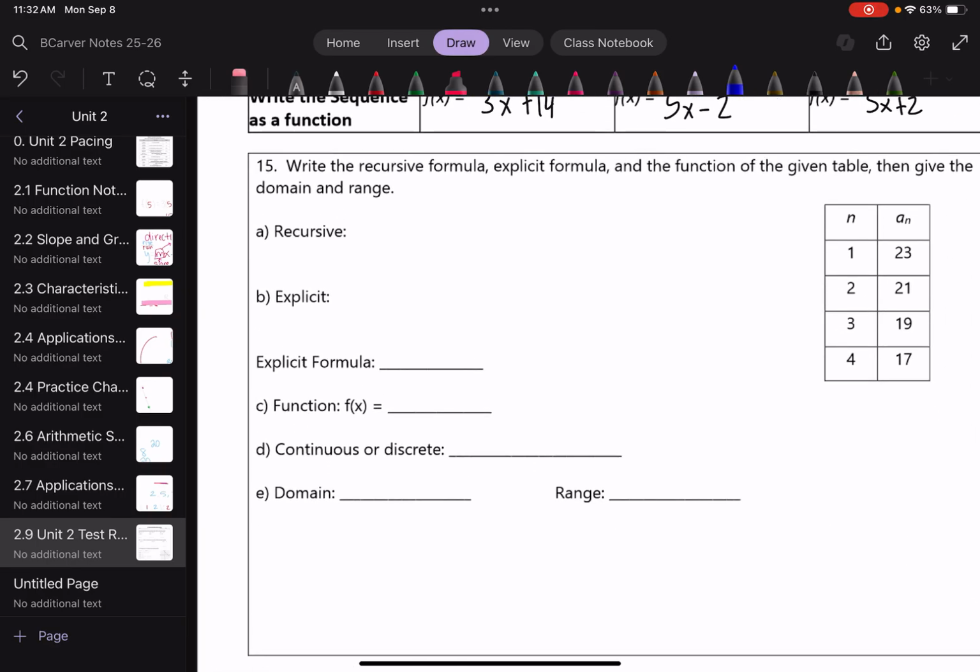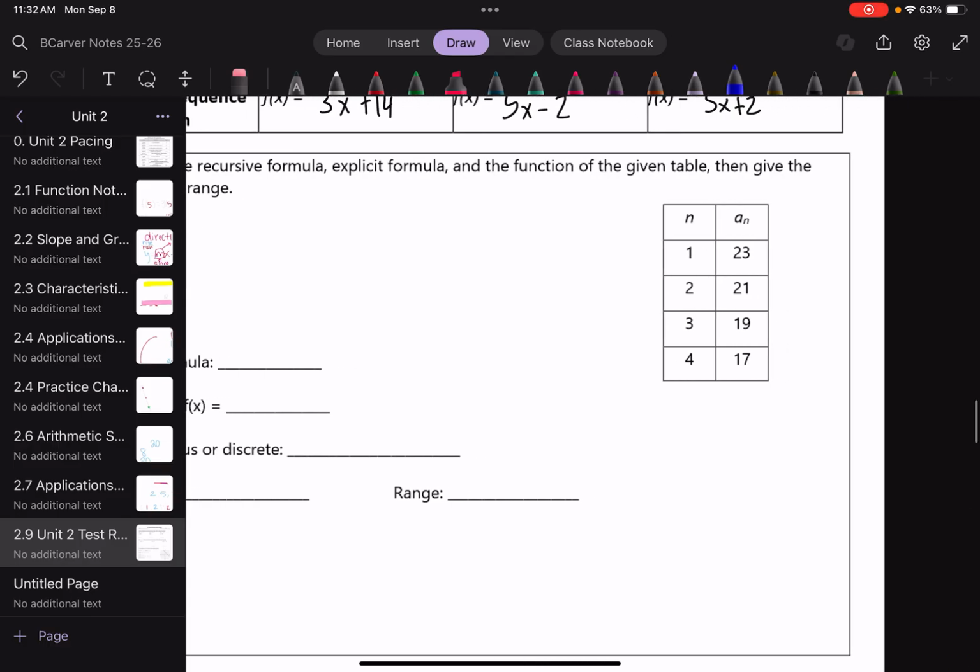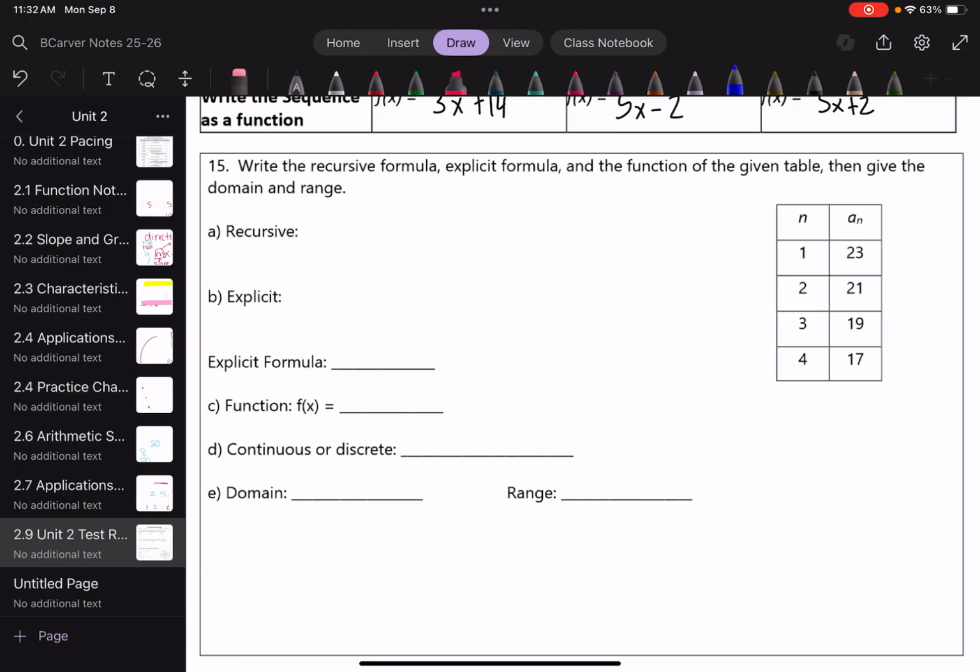Now, for number 15, it says write the recursive formula, explicit formula, and function of the given table. So this table is basically giving you the sequence 23, 21, 19, 17. Each time, I'm subtracting 2. So my common difference is -2. My initial term is going to be 23. So I need to write down that a sub 1 is equal to 23. You always need to write your first term for the recursive rule. Then I can say a sub n is equal to a sub n minus 1 minus 2.